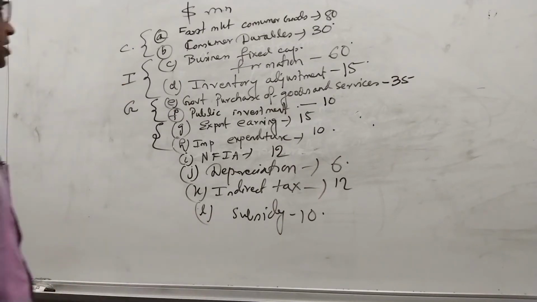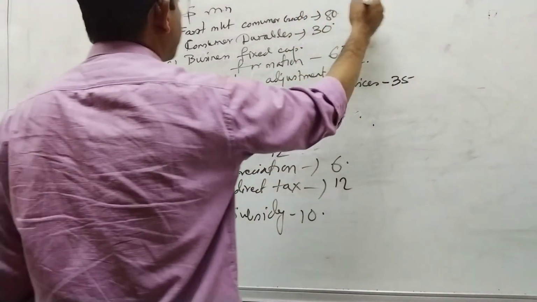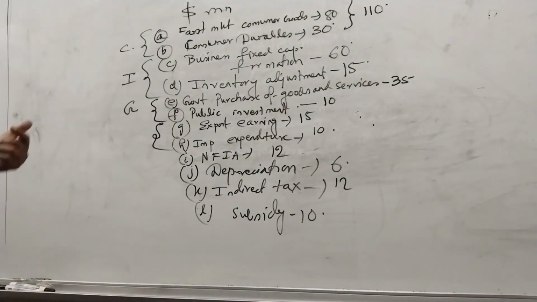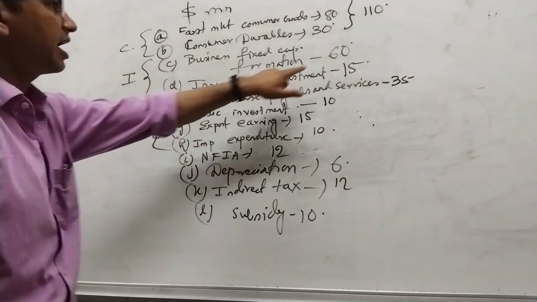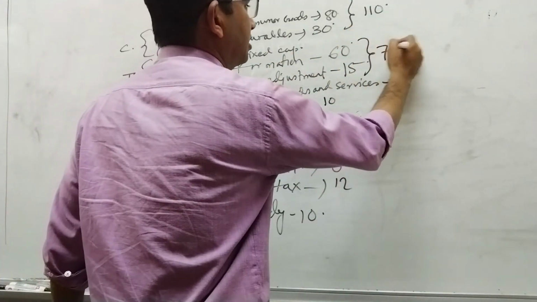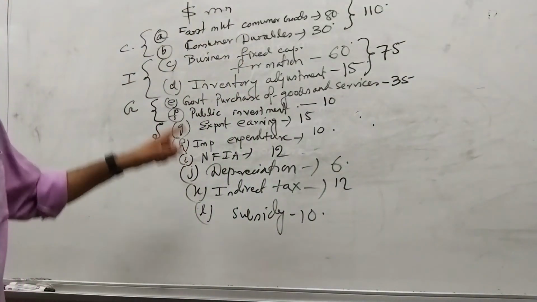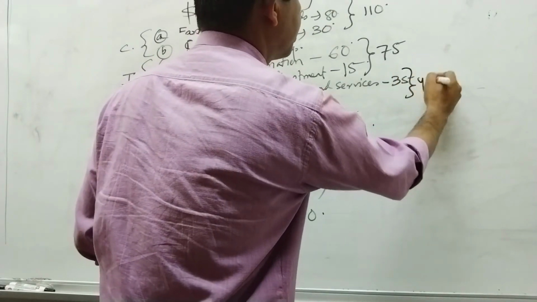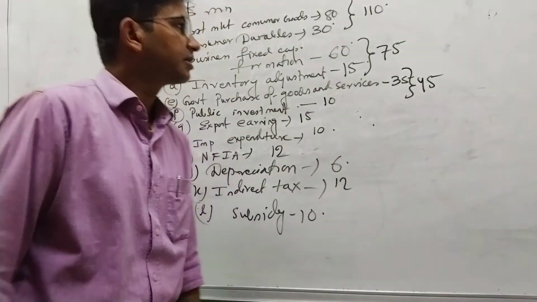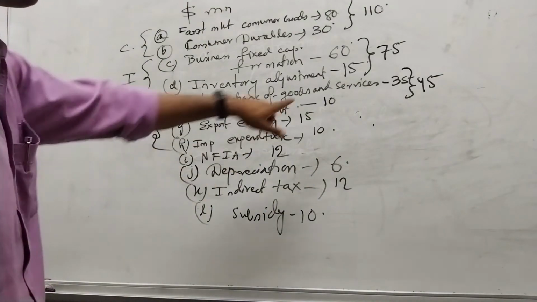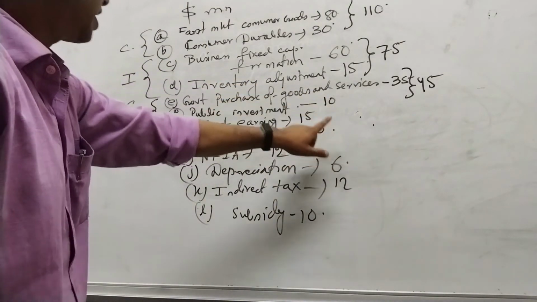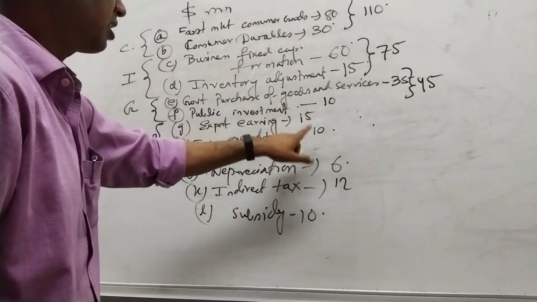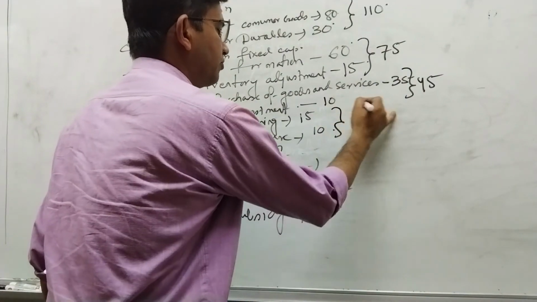So what will be the private consumption? A and B, 80 and 30, $110 million, that is the private consumption. What is private investment? C and D, 60 plus 15, 75. What is public expenditure? 35 million plus 10 million equals to 45 million. And what is the net export? Sorry, net export is 15 million minus 10 million equals to 5 million.